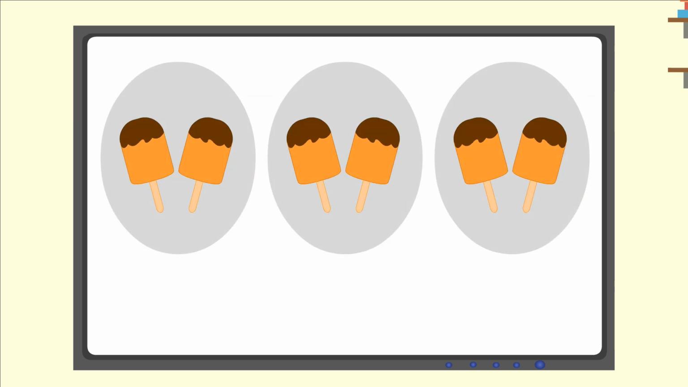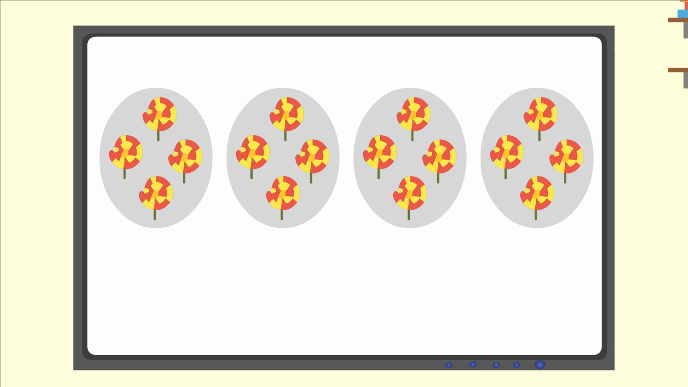Here are 6 ice creams into 3 equal groups. Each group has 2 ice creams. So, one third of 6 is 2. Here are 16 lollipops into 4 equal groups. Each group has 4 lollipops. So, one fourth of 16 is 4.